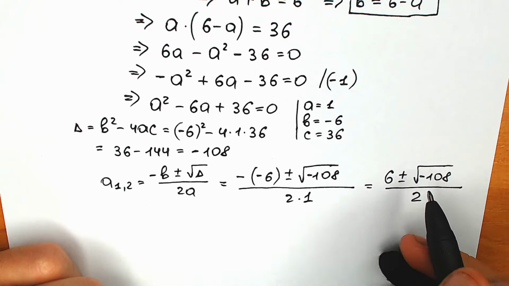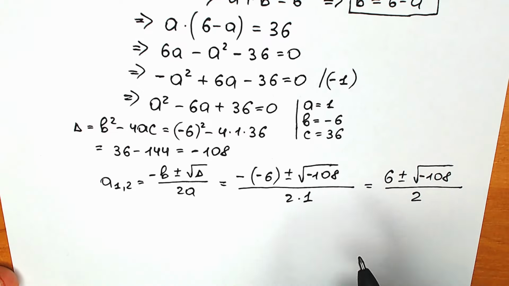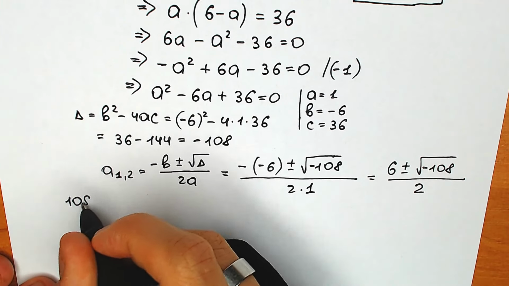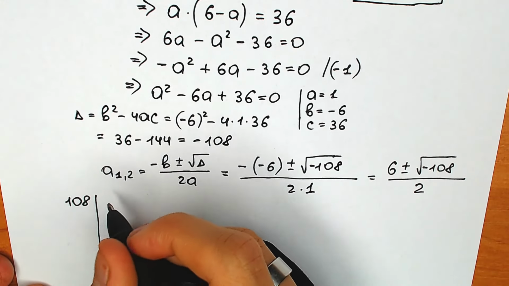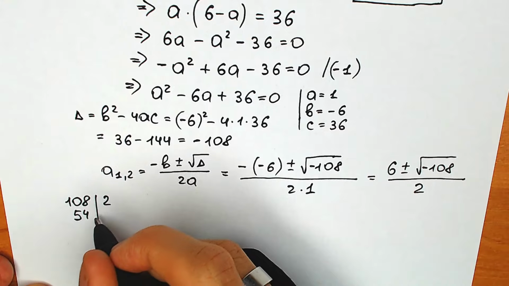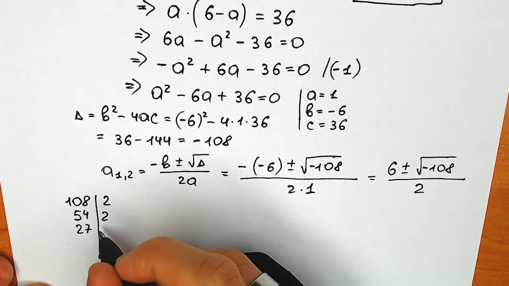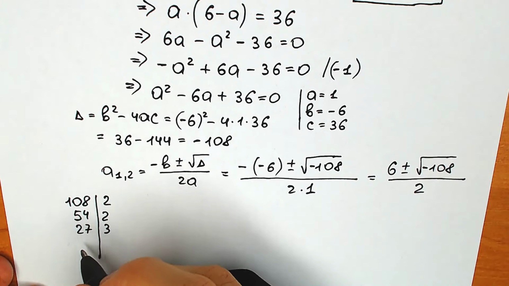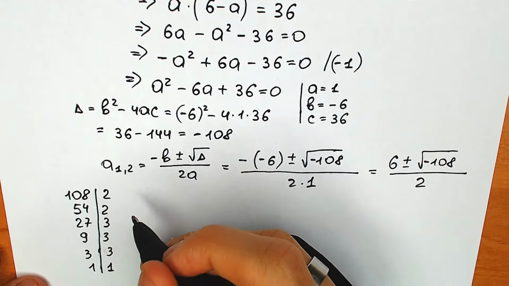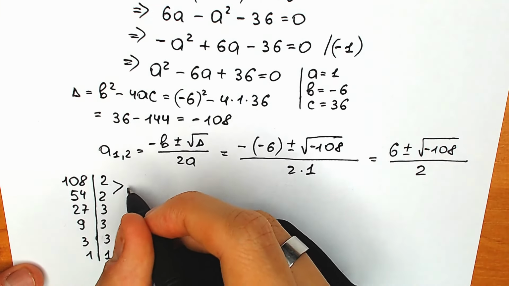Right now, a few thoughts about this square root of minus 108. I suggest you do a quick manipulation with this value, 108. How can we express this? First of all, I want to divide it by 2. We have 54. I'm going to divide it by 2. We have 27. We can divide it by 3. We have 9. We can divide it by 3. We have 3. And we can divide it by 3, we have 1. So how can we express this? We can express this as 2 squared. Right here we have 2 squared.